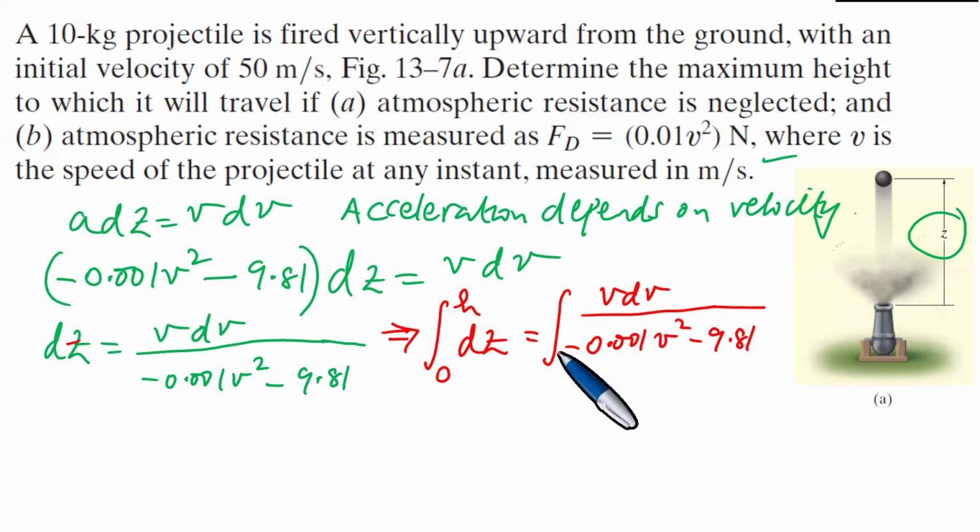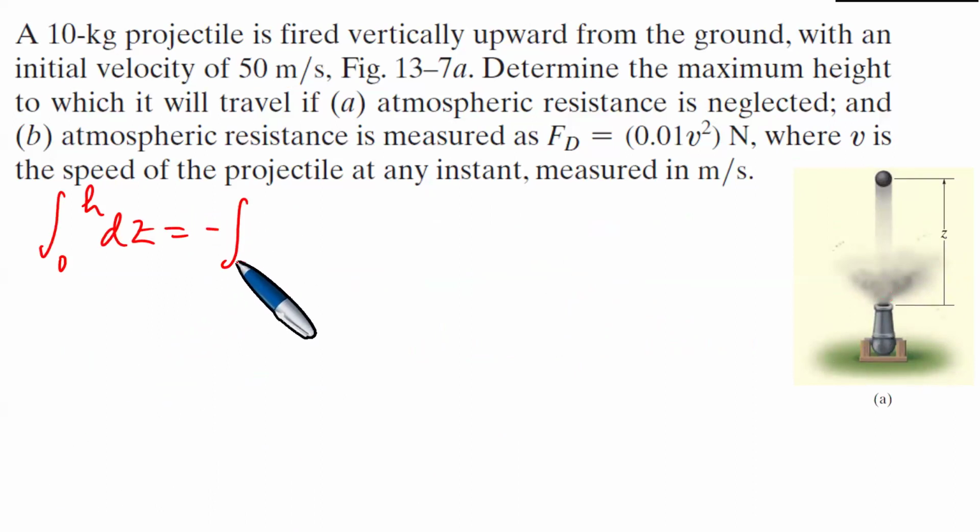Now, for this integral, we need to take note of the following. Remember that it is fired vertically upward from the ground with an initial velocity of 50 meters per second. So it has an initial velocity of 50 meters per second, but at the maximum height, it's going to have zero velocity. It was projected initially at 50 meters per second, and at the maximum height, it's going to stop.